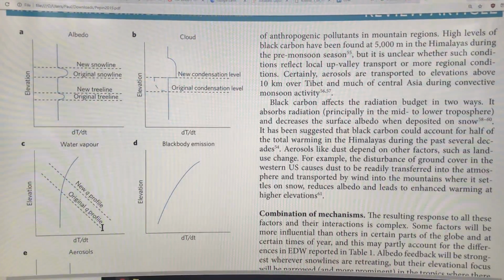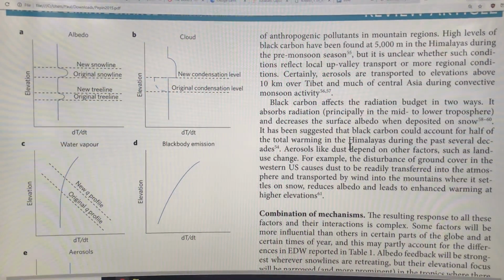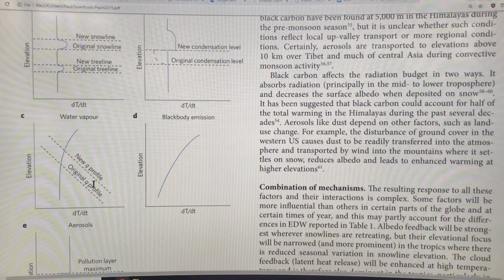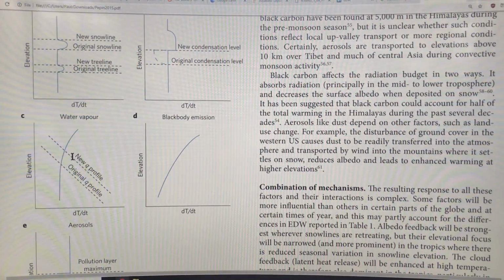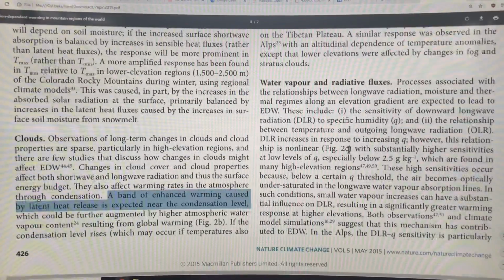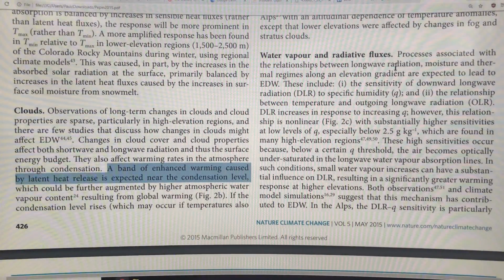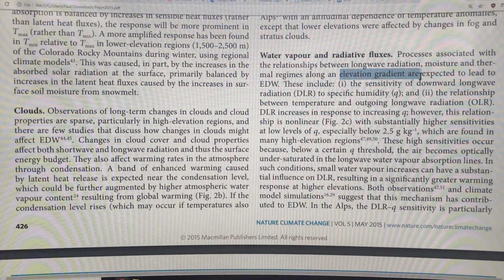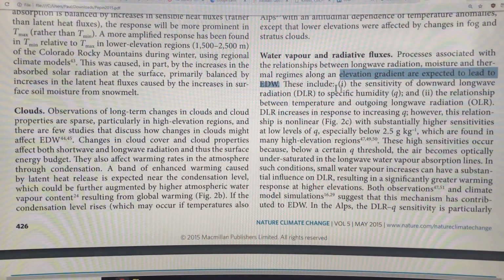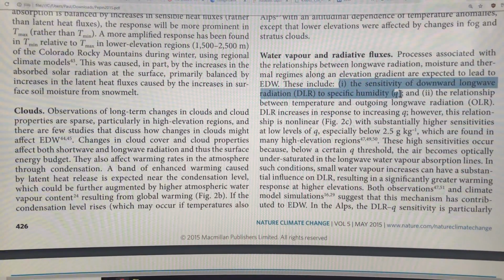Okay, water vapor. This is the original amount of water vapor in the atmosphere, and we're increasing the amount of water vapor. Water vapor is a strong greenhouse gas, so that changes the absorption, the elevation at which the energy is absorbed, and so that can cause heating at higher elevations here. Okay, so there are different processes here along an elevation gradient expected to lead to elevation-dependent warming. This is the sensitivity of downward long-wave radiation to specific humidity.